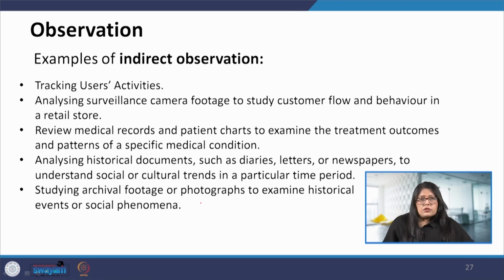Sometimes direct observation is not possible because it may be too intrusive or observers cannot be present over the duration of the study. So activities are tracked indirectly. We can look at diaries or interaction logs which provide information. Other methods can be tracking the activities of users, or analyzing surveillance cameras. Other documents like medical records, patient charts, newspapers, videos and interviews can also provide useful information to the researcher.